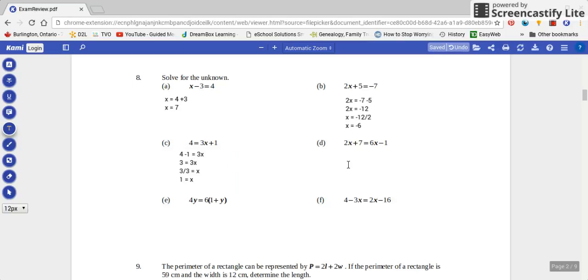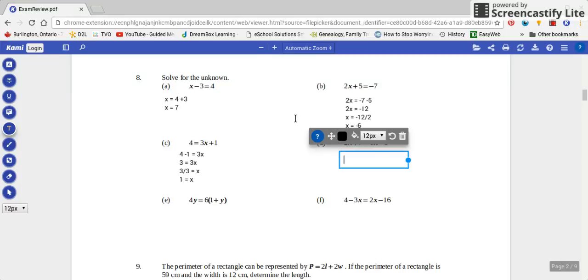We've solved it. Okay, now we're getting a little trickier, but nothing we can't handle. So 2x plus 7 equals 6x minus 1. Okay, so the first thing you want to do here is collect the like terms, just like we were doing in question 7. Okay, so you've got 2x on one side and 6x on the other. So you want to get them both to the same side of the equal sign. Remember, anytime you move something across the equal sign, you have to change its positive and negative value.